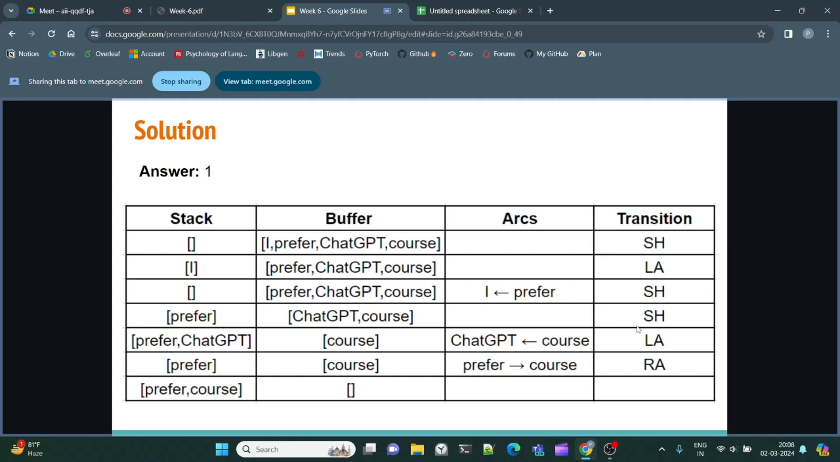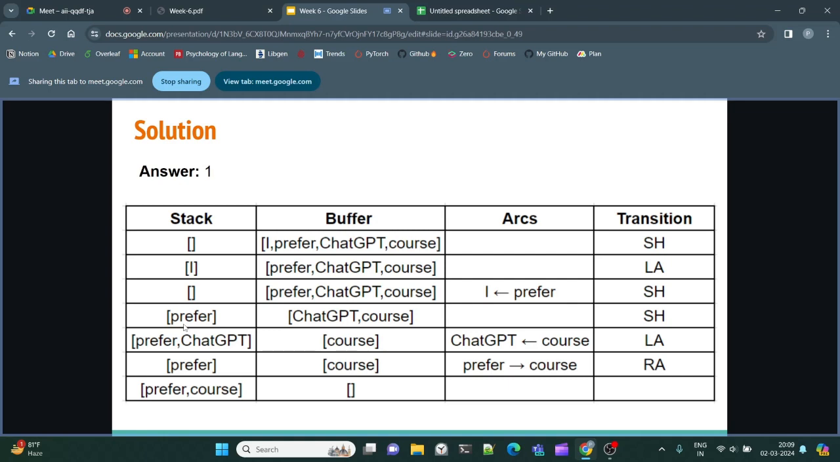So we were here, right? My current configuration is I have prefer in the stack and I have ChatGPT course in the buffer. So now again, what should I do? I have some words in the stack and some words in the buffer. Can I add any arc? Can I establish any relation between the words here? First let's take the words at the top of the stack and the top of the buffer, that is prefer and ChatGPT.